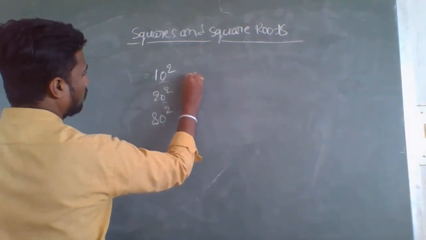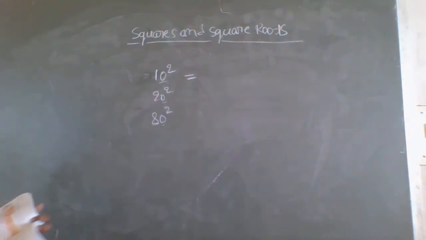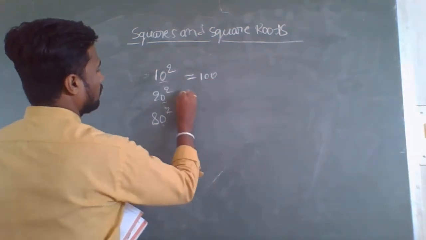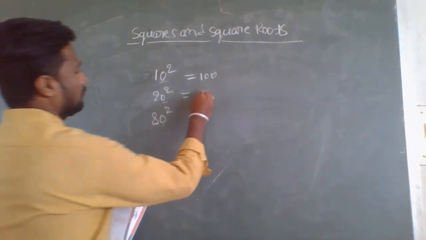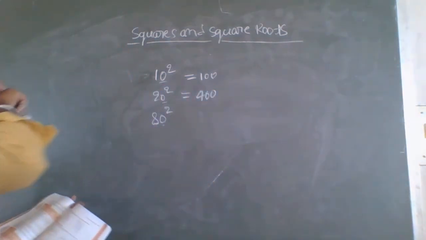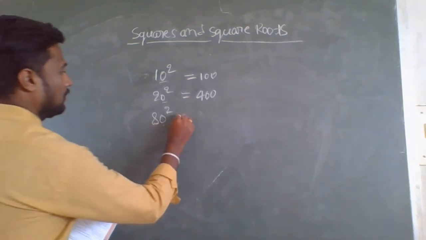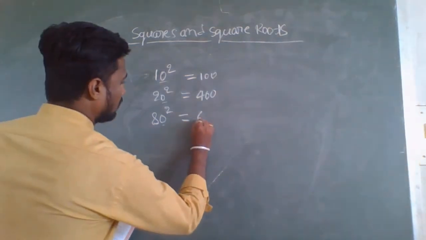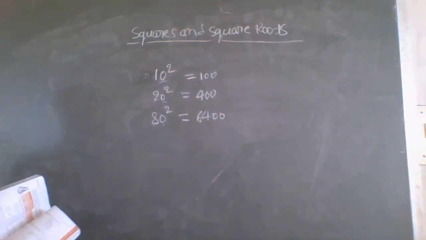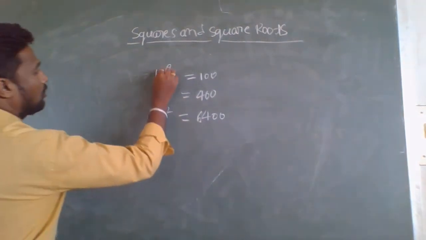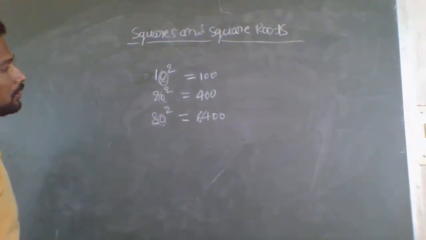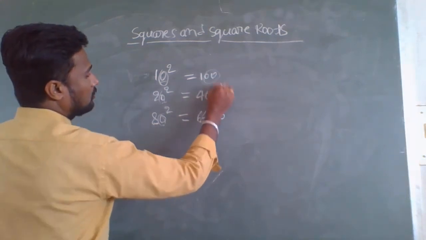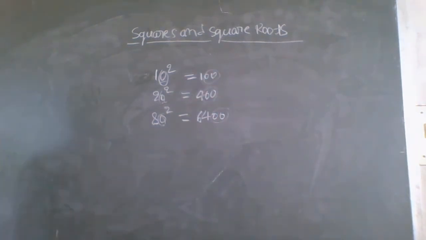So 10 square means what we will get here? 10 into 10, 100. Like this only, 20 square means 20 into 20, 400. And 80 square means 6400. So now you can observe that here only one zero is there, but in the square number two zeros are there. When one zero is there, we got two zeros.